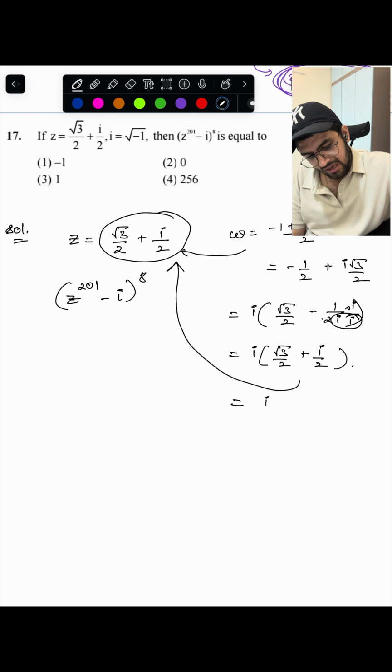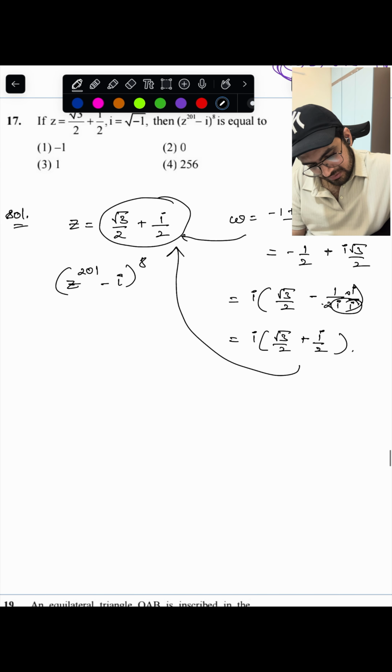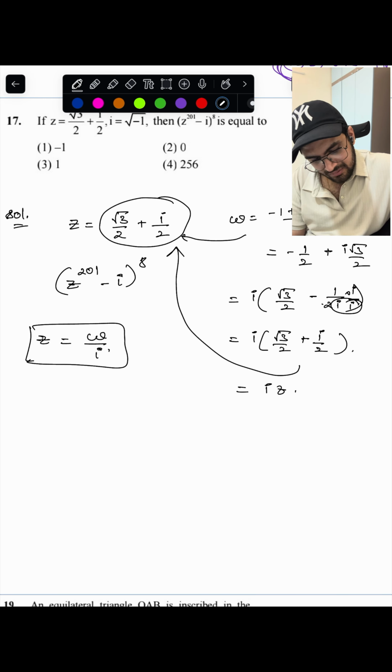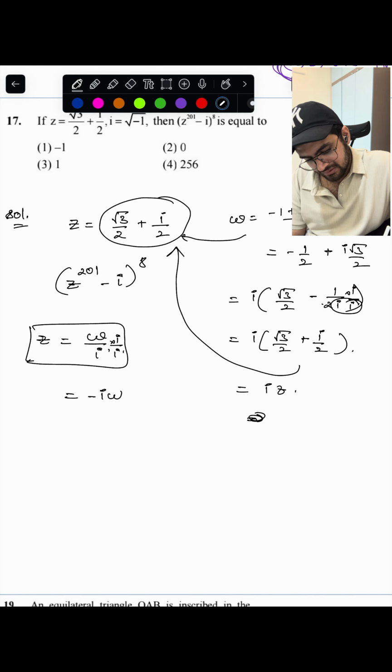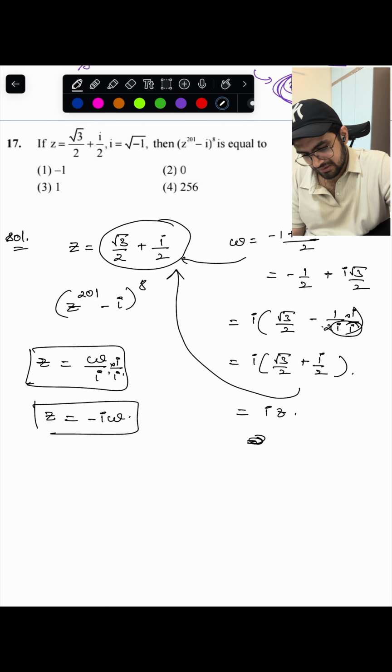So what I can say is, omega equals iz. So omega equals iz means z equals omega by i, or else if I multiply and divide with i here, minus i omega. So z is minus i omega. Just substitute this one in this equation.